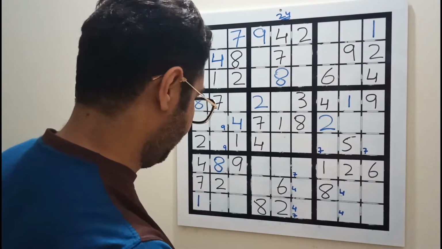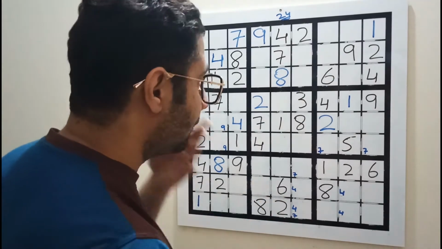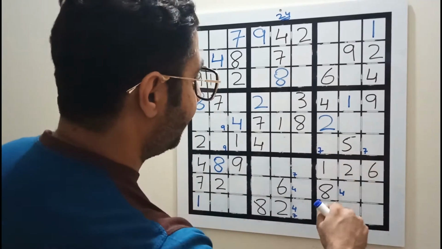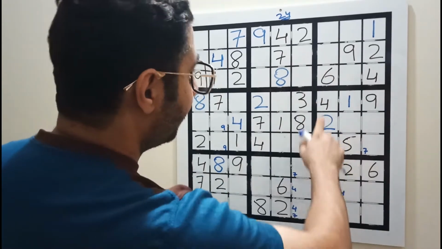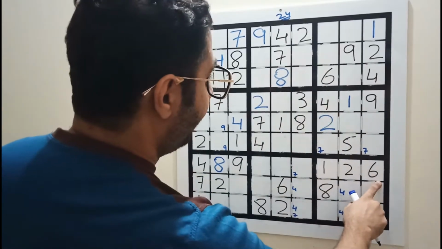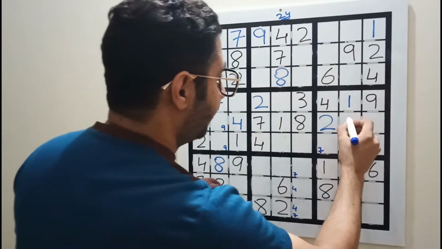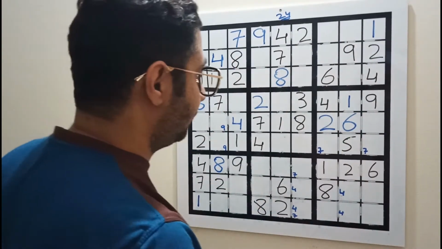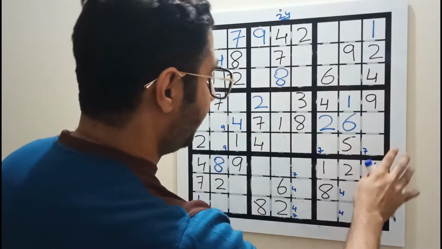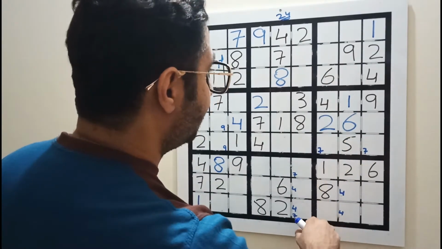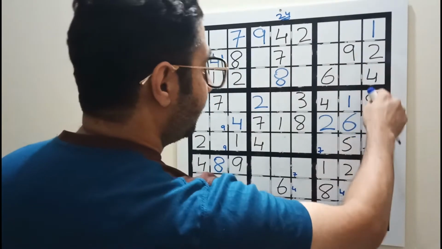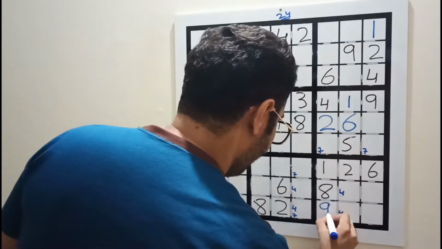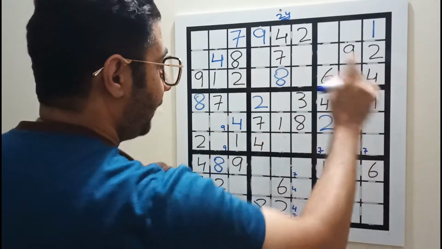Okay. 5, we got 1 5. 6, we got 2 6s, left and right. It has to go in the center. 7, no 7. 8, we got 1 8. 9, we got 2 9s, right, center and left, left, center, right.